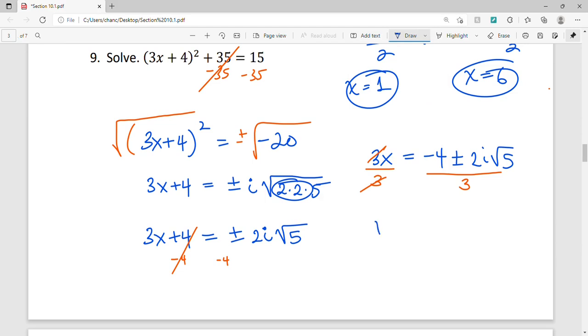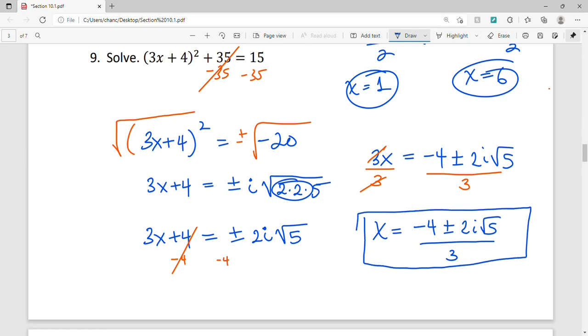And now we have our solution. x equals negative 4 plus or minus 2i root 5, all over 3. This is the simplest we can make it. We have to stop here because we can't simplify it any further. In the previous problem, we were able to simplify it further, but in this problem, we can't. We have to stop here.